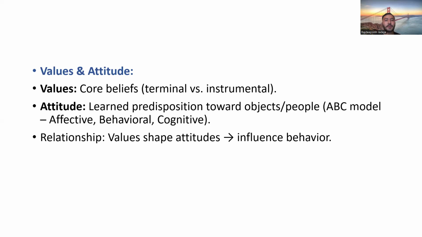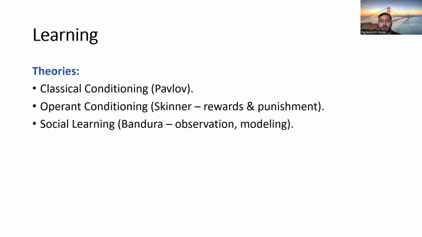Values and attitudes. Values are core beliefs, like speaking truth always, staying calm in every situation, respect to elders. These are called our values, our core beliefs. And attitude means a learned predisposition towards objects and people, meaning our attitude towards other people. It could be positive, it could be negative. It depends on the situation as well and the relationship. That means values shape attitude, and that attitude influences behavior.